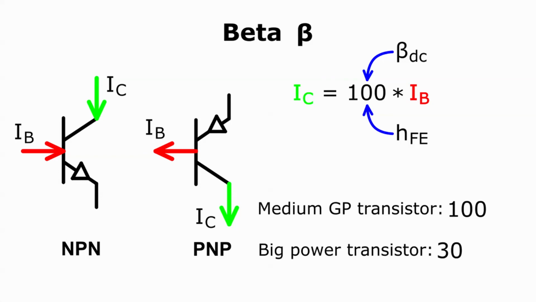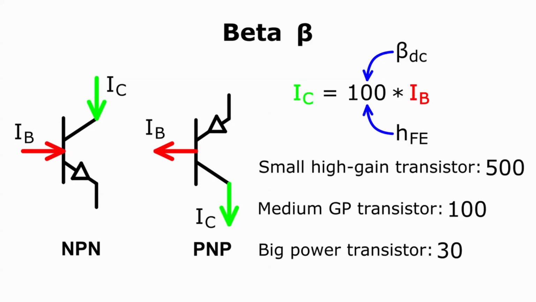For a large power transistor, beta will be lower, probably closer to 30. For a small high-gain transistor, beta could be 500 or even more. A quick look at the datasheet will provide the beta, or range of betas, for any transistor of interest.